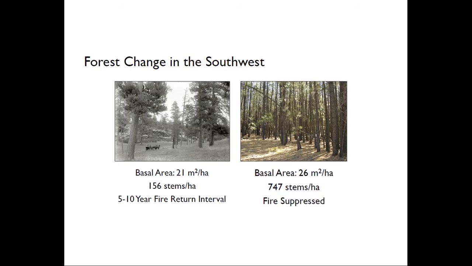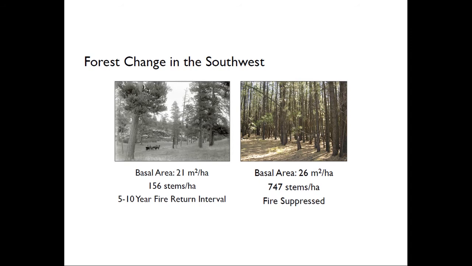Once people got there, or white people got there, more accurately, they started putting out those fires. They thought fire was bad for forests. That, combined with some unsustainable grazing and logging practices, gave us what we have today, which is much more dense forests. About the same amount of wood, which is what basal area gives you, but just a lot of small trees.